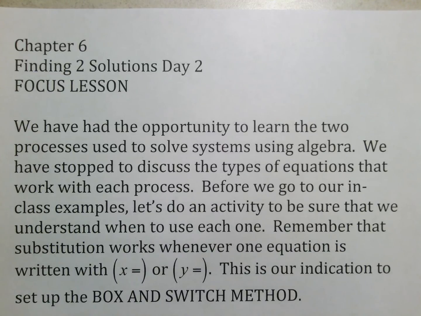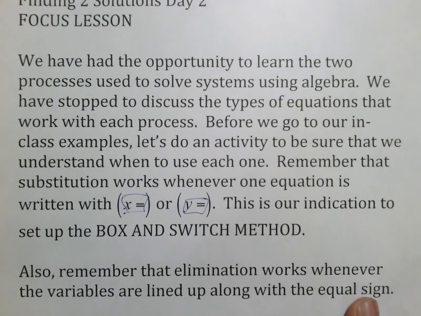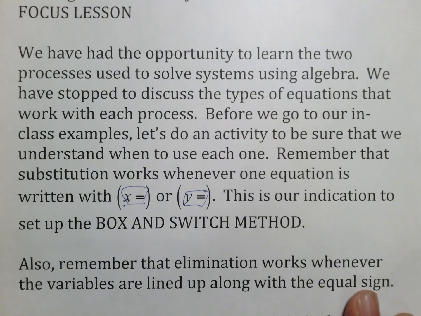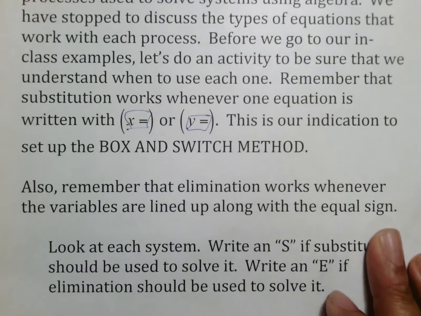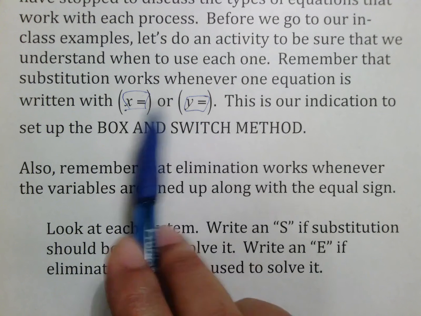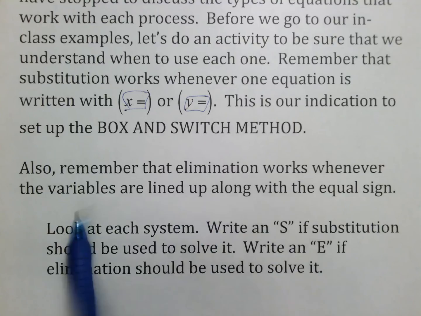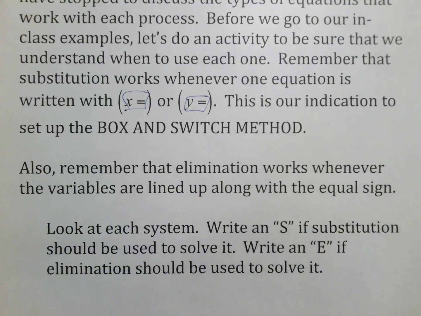Remember that substitution works whenever one equation is written with x equals or y equals. When you see the x equals or the y equals, that is your indication to use the box and switch method. People don't always like to put the boxes, but as long as you understand the idea, that's really all that matters. Also remember that elimination works whenever the variables are lined up along the equal sign. So substitution works whenever you have x equals or y equals. Elimination works whenever you've got x over x, y over y, equals over equals, and the number all by itself.